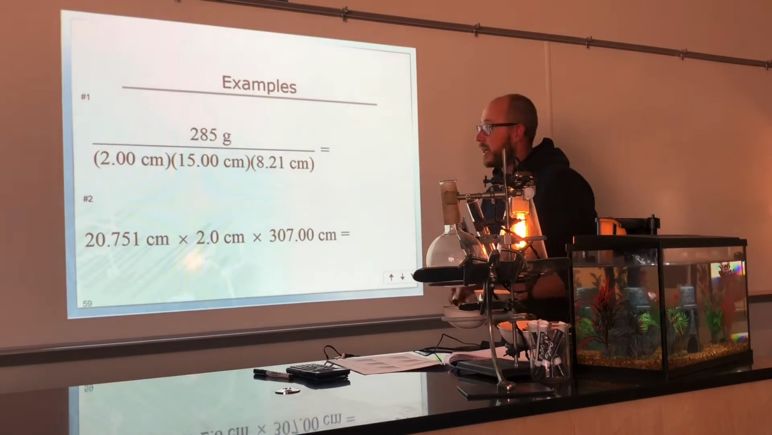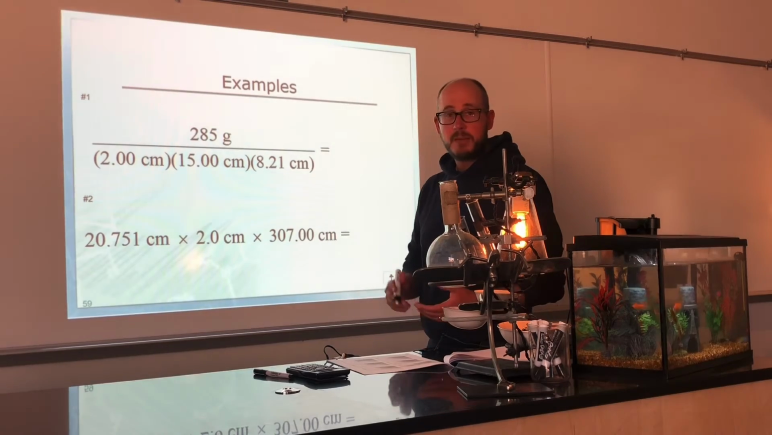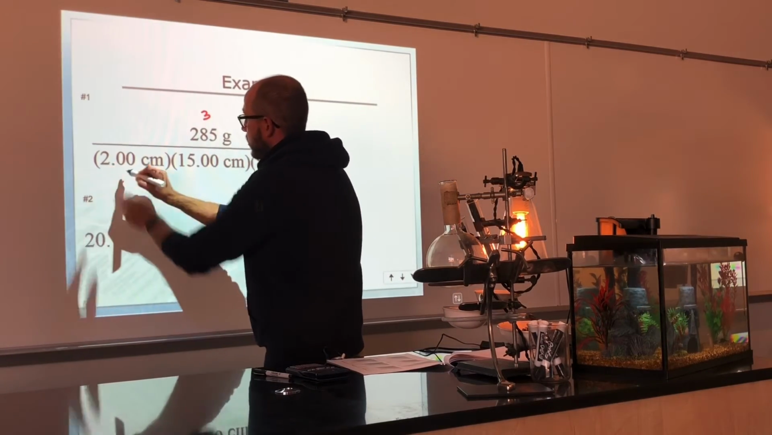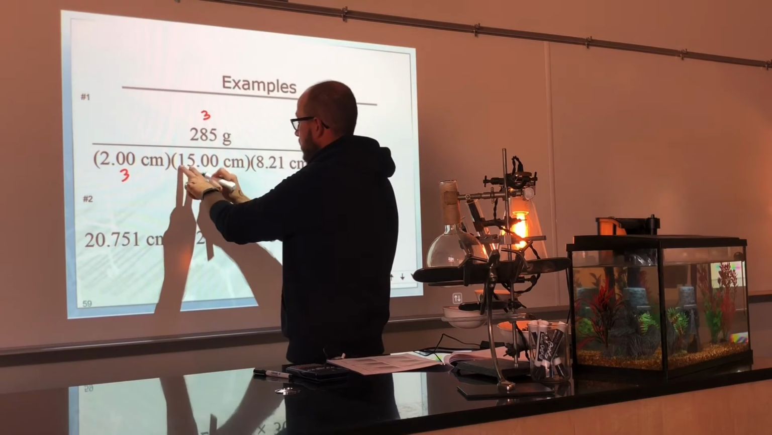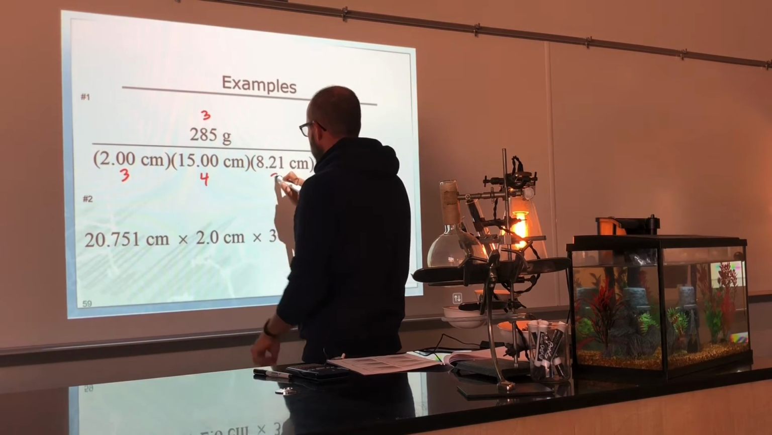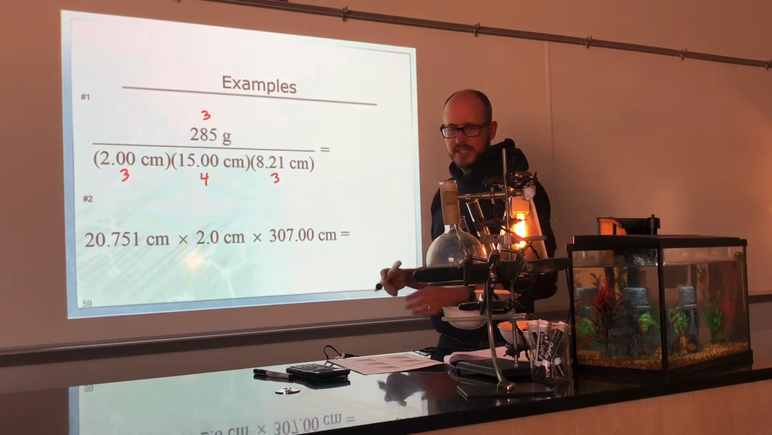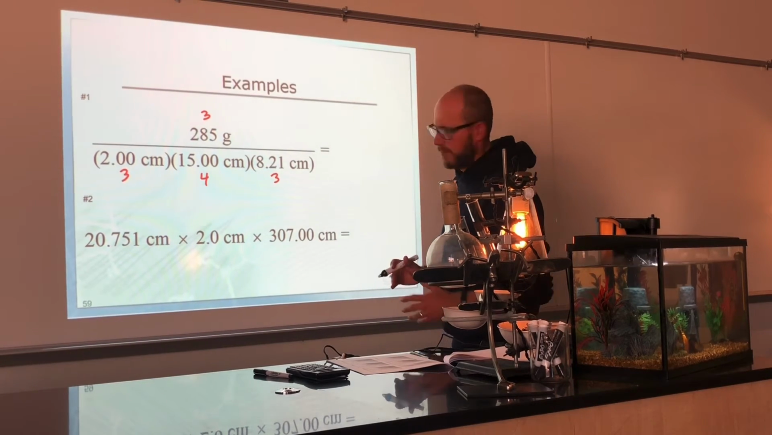These sample problems are done in much the same way. We begin by counting the number of sig figs in each measurement. For 285, that's 3. 2.00 is 3. 15.00 is 4. And 8.21 is 3. So looking those over, it seems like 3 is the fewest number of sig figs. That's what will be in my answer.